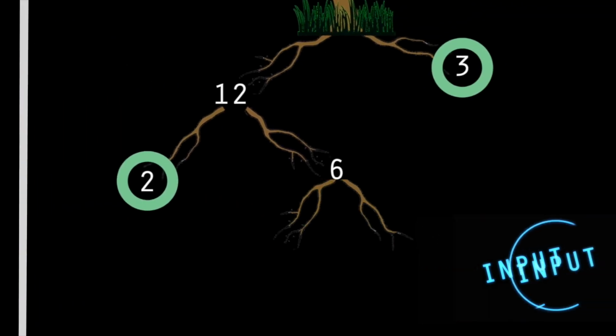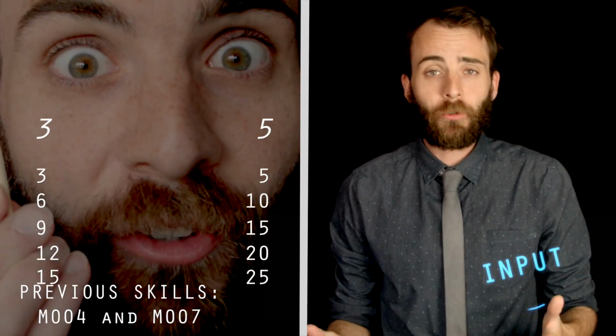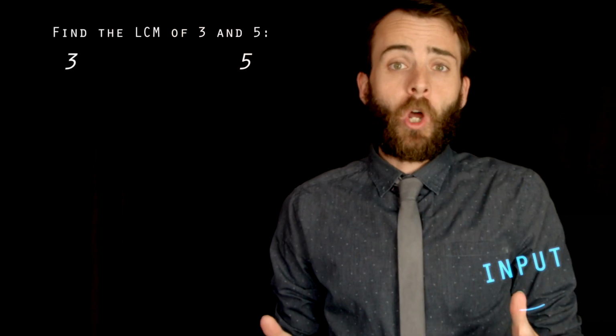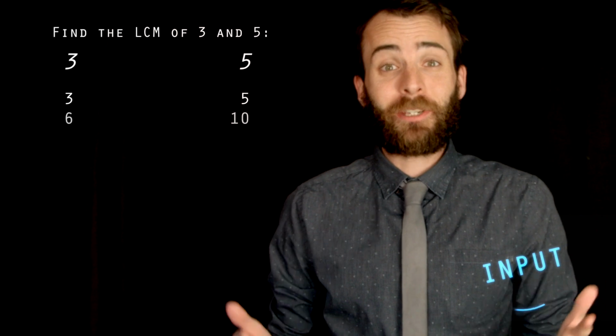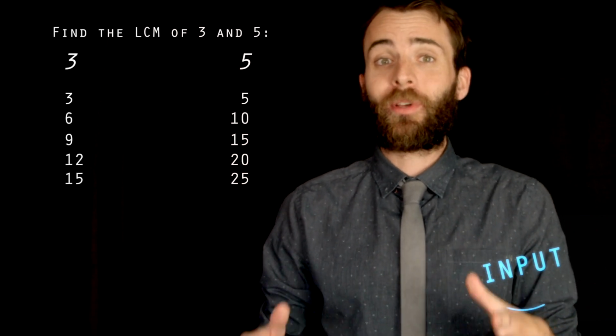To access what's in this lesson, you're going to need to know how to write numbers as the product of primes, and how to find the LCM, lowest common multiple, for pairs of numbers. Good? Now, finding the lowest common multiple for 3 and 5 is a piece of cake. Easy times tables and a low lowest common multiple.